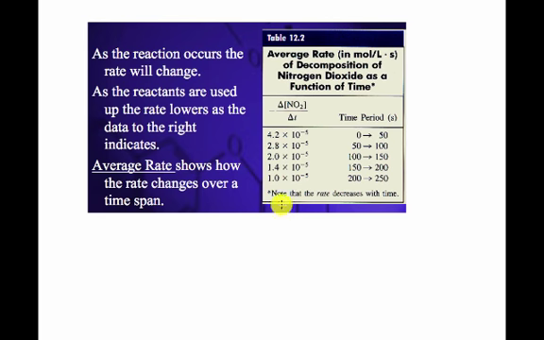That's going to come in with the collision theory at the end of the unit. So our average rate shows us the rate of change over a specific time span. Okay, not very useful, but we're going to fix that in just a little bit.